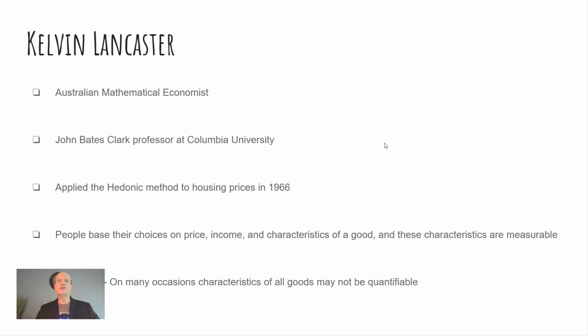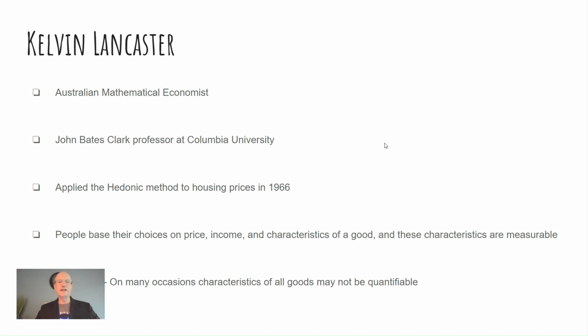If you ever get a chance, tune into his podcast. It's very interesting. But I'd like to talk to you about another economist. His name was Kelvin Lancaster. He was an Australian mathematical economist. He was a John Bates Clark professor at Columbia University.